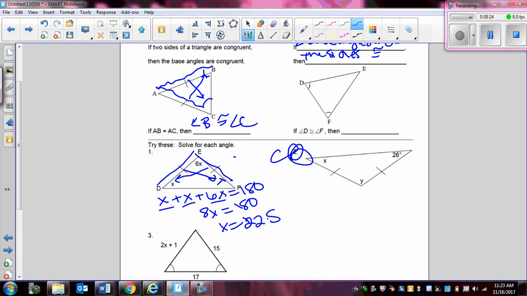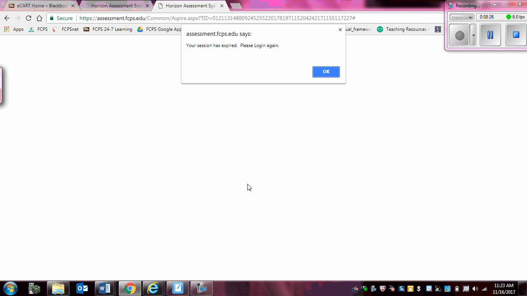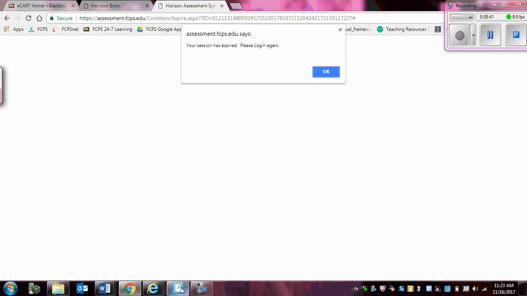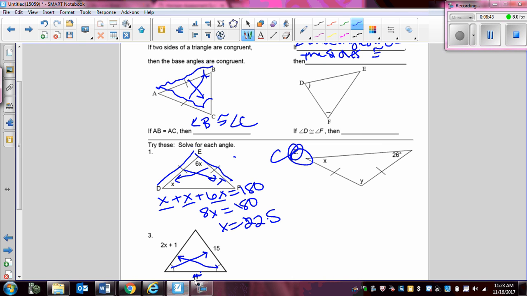All right, number 3. We have these two angles are equal. So we can assume that the opposite sides are equal, and the number 17 is a distractor, so cross it out. And we're going to say 2x plus 1 has to equal 15. Solve for x.